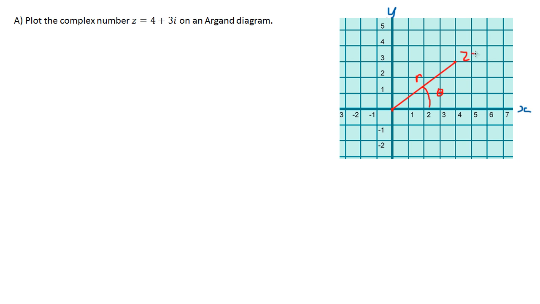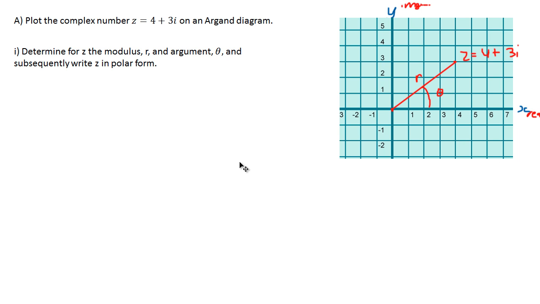And we put z equals 4 plus 3i. So remember, we put the imaginary at y and the real at x. Now for part i, we have to determine for z the modulus r and argument theta. And to do this, we gotta find the modulus first.